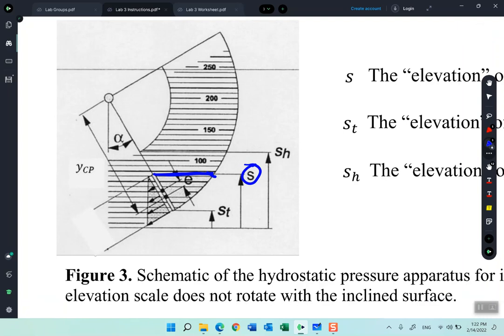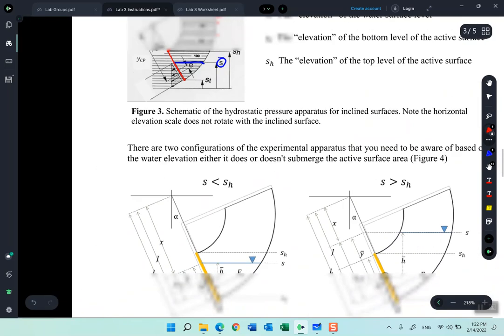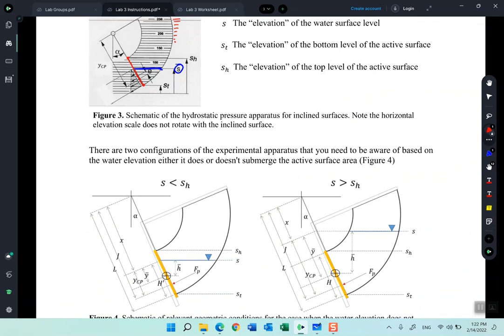There are two other elevations that you should measure. The first one is the elevation of the bottom of the active surface. Here we have the active surface, and this is the bottom of the active surface. So we will have to measure the elevation of that using these markers. And we'll also have to get the elevation of the top of the active surface, which we call SH. So why are we doing that? Why are we interested in these three elevations?